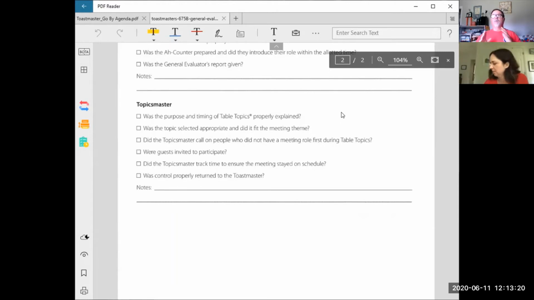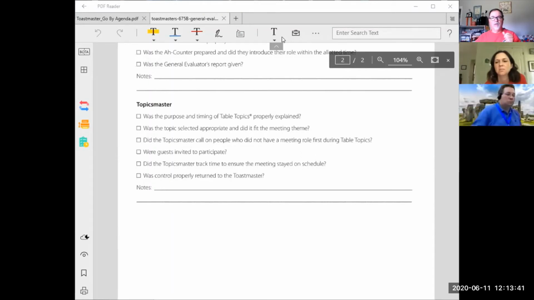That really and truly is where things go awry, where things don't go like they're supposed to, like the table topics person didn't actually mention asking for the time. Can you call that out during the meeting? Well, you can, but it's really not proper protocol to do that. The best way to do that is let the general evaluator make that note.